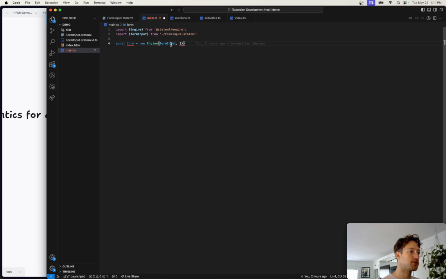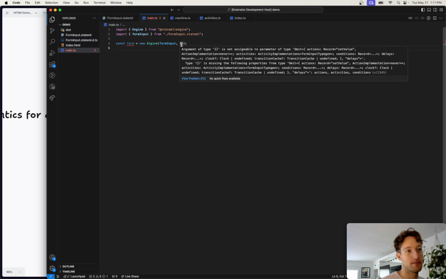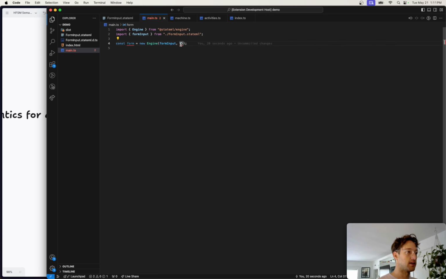So what you see right now is we have an input form. Our type gen is already created. I'll just save this to refresh it. And then what you see here is there's going to be a bunch of errors because we haven't provided the correct implementations or implemented the holes correctly. So you can see right here, our actions, we have an action called set value. So let's implement that right now.